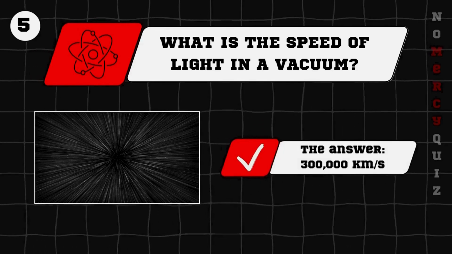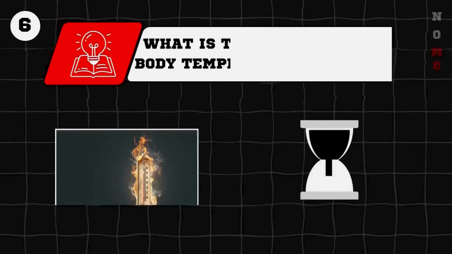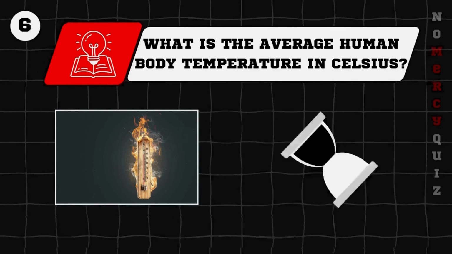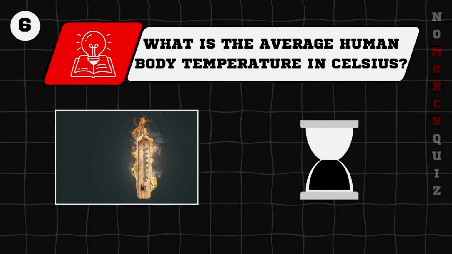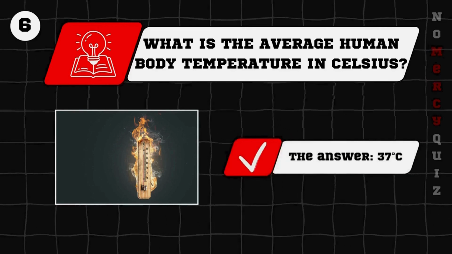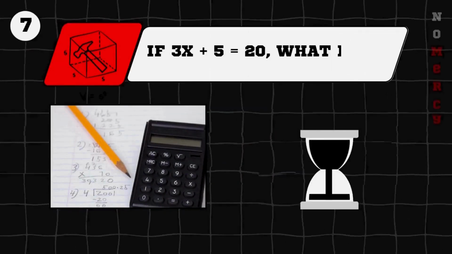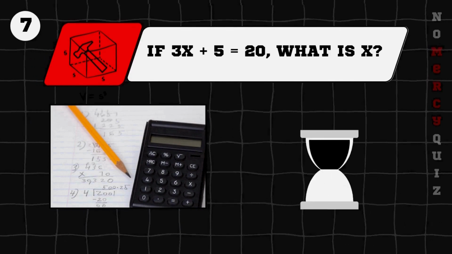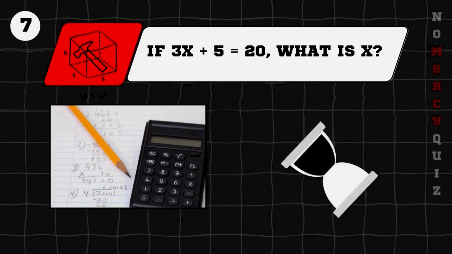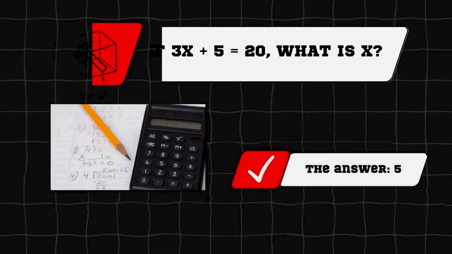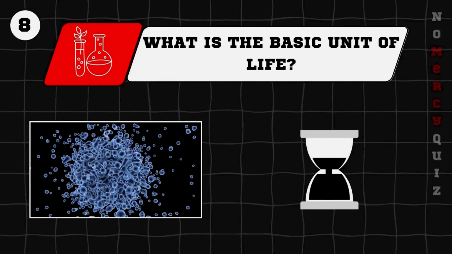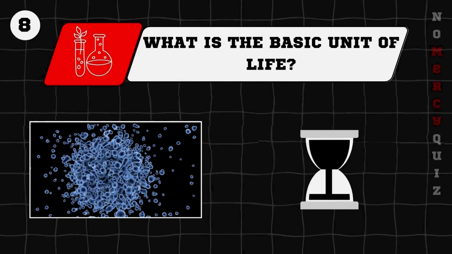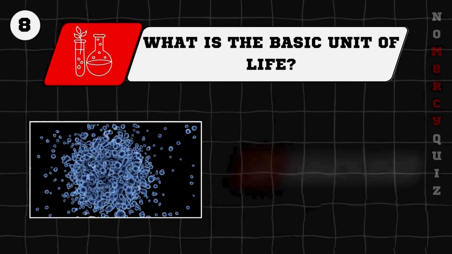It's 300,000 kilometers per second. What is the average human body temperature in Celsius? It's 37 Celsius. If 3x plus 5 equals 20, what is x? It's 5. What is the basic unit of life? A cell.